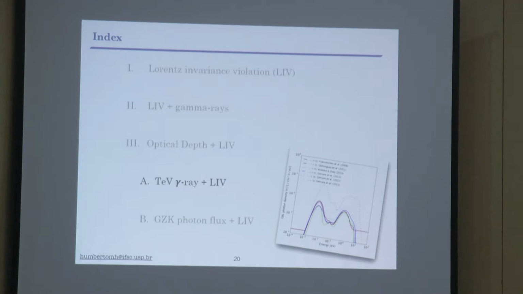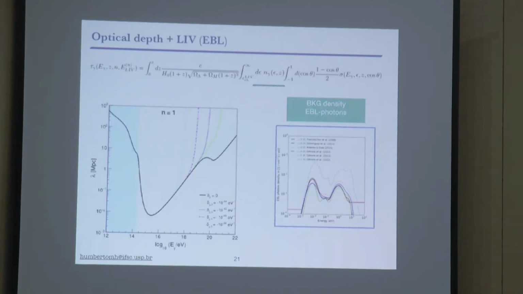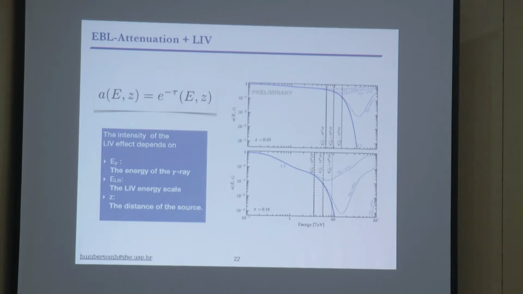That's it. Now that we have some phenomenology to consider gamma rays, we can focus, for instance, on the TeV gamma rays. So that means the EBL window. For that, allow me to define the EBL attenuation, A, which is going to be just e to the minus tau, where tau is the optical depth.